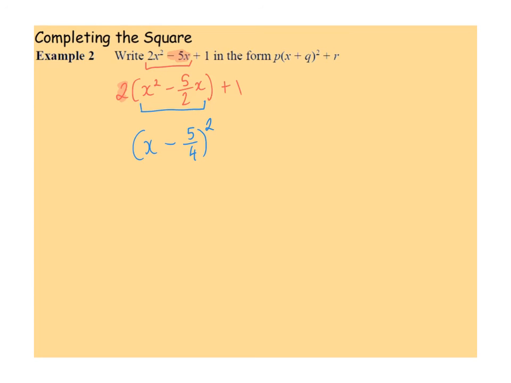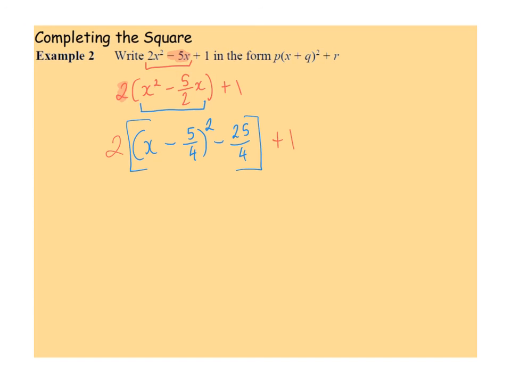And if we do that, we end up with a 25 quarters that we don't want. So we need to subtract that 25 quarters. And all of that, if you look at the line above, is the same as the blue section. So in order to match up with the red line, this all needs to be multiplied by 2, and then we need to add 1 at the end.